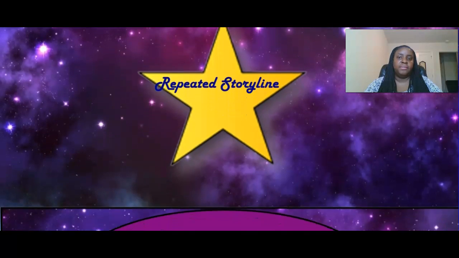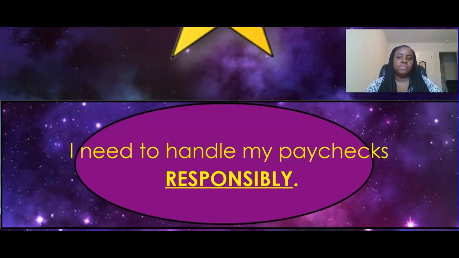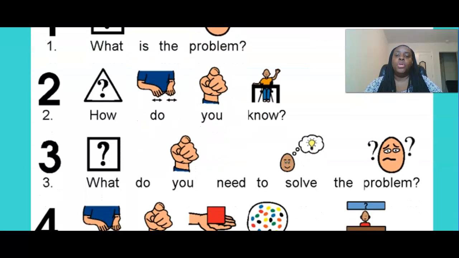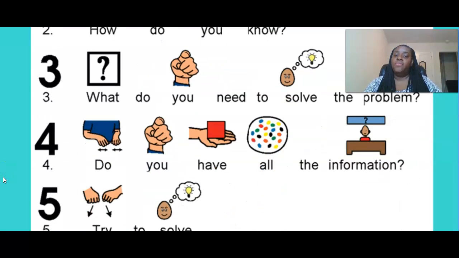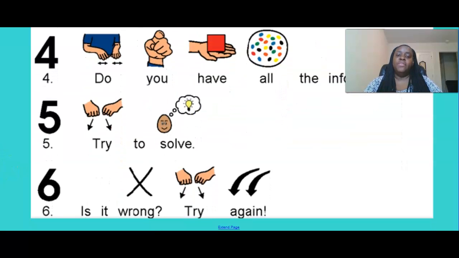Repeat a storyline: I need to handle my paychecks responsibly. Steps to critical problem solving. What is the problem? How do you know that it is a problem? What do you need to solve this problem? Do you have all the information? Try and solve the problem. And if it's wrong, try again.